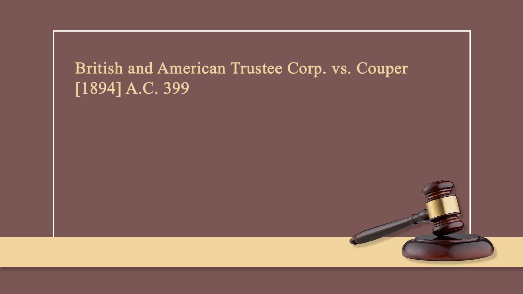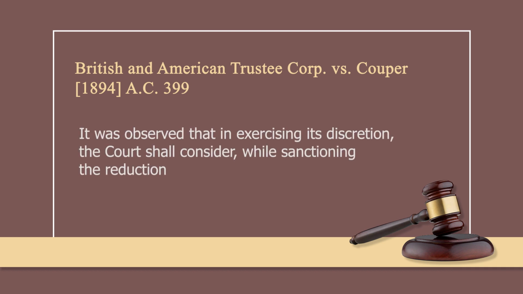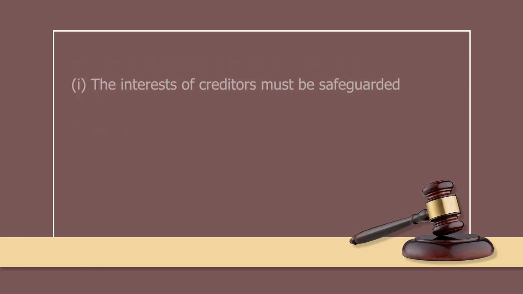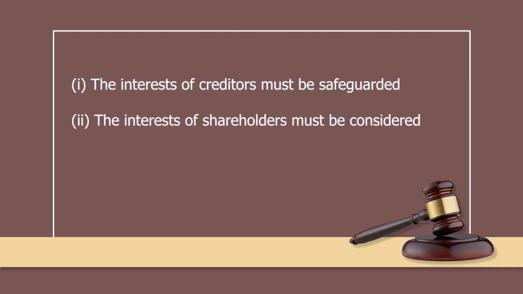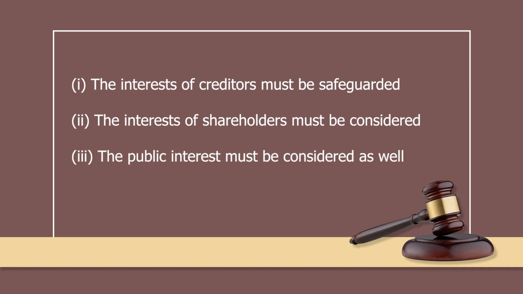In British and American Trustee Corporation versus Cooper, it was observed that in exercising its discretion, the court shall consider, while sanctioning the reduction, number 1, the interest of the creditors, number 2, the interest of the shareholders, and number 3, the interest of the public.